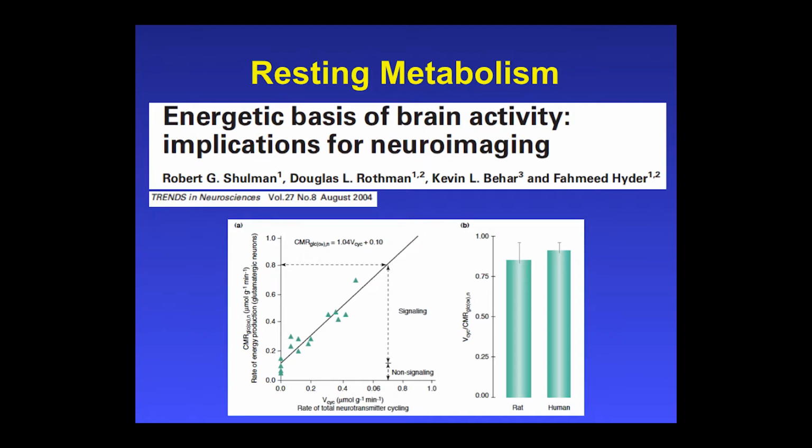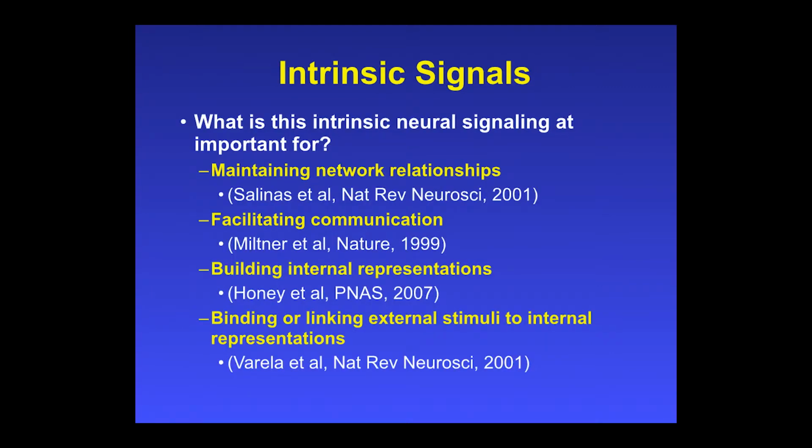Now, the other thing that folks ask me is, well, if it takes up all this energy, then what is this stuff doing? What's it important for, right? There are lots of ideas, and this is stuff that we're still working out, but some people think it's really important for maintaining specific types of neural networks, or facilitating communication from one part of the brain to another part of the brain. Or things like building internal representations, like learning. When you learn something new, you build a representation of what it means to change a tire, for example, right? Or binding or linking things that you see in your environment to what you expect in your brain.